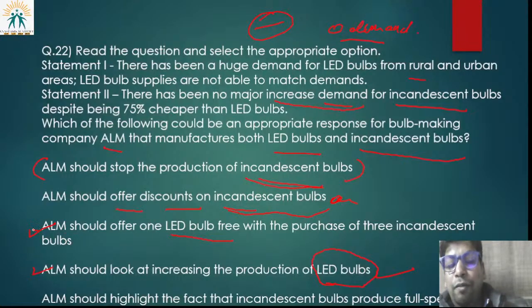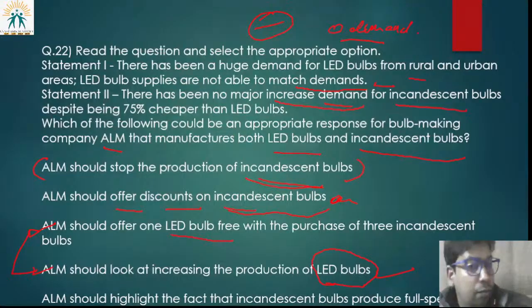In order to solve between C and D, you have to highlight what the problem statement was in the first place. The problem statement was that there has been no major increased demand for incandescent bulbs, and LED bulbs already have this. And there is another problem statement: LED bulb supplies are not able to match demands. But what is more profit making is the question. I think option 4, delta, is the better answer. Let's look at the answer here.